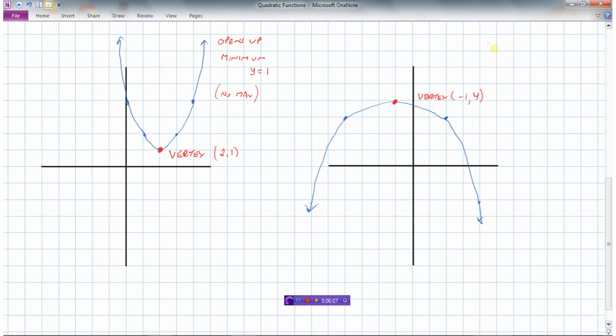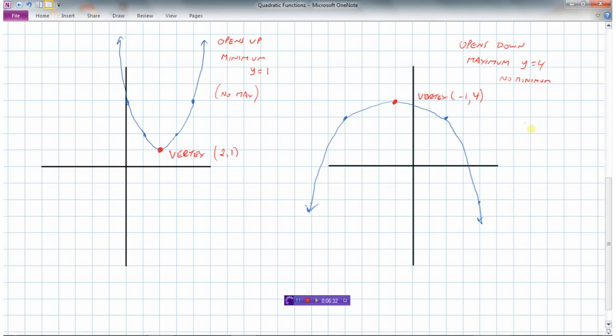Over here, because this one opens down, well, then we're going to have a maximum. And what is the maximum? The maximum is y equals 4. This graph doesn't get any higher than 4 on the y-axis. But because it goes down forever, there would be, obviously, then no minimum.